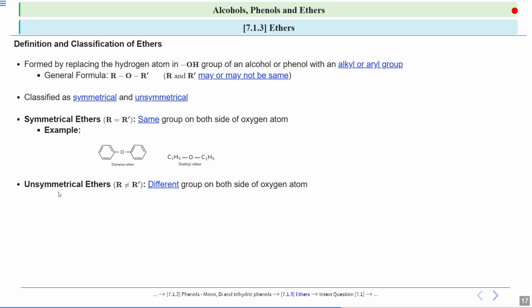The other type is unsymmetrical ethers. Very simple. R and R prime will be different. They are not the same. So if a different group is present on each side of the oxygen atom, we consider it an unsymmetrical ether. For example, we have this oxygen attached to an ethyl group and a methyl group. So this is ethyl methyl ether, and it is unsymmetrical because ethyl and methyl are different. Another example is methyl phenyl ether, where on one side of the oxygen we have a benzene ring and on the other side a methyl group. So this is an unsymmetrical ether. R and R prime are both different.